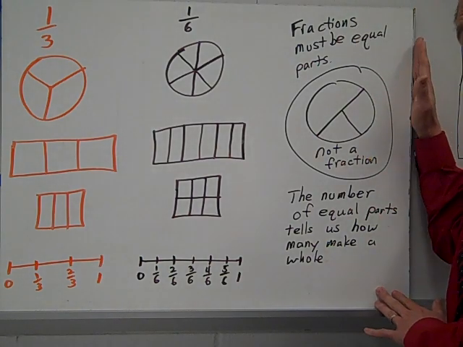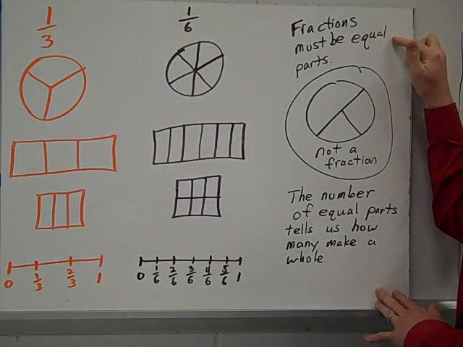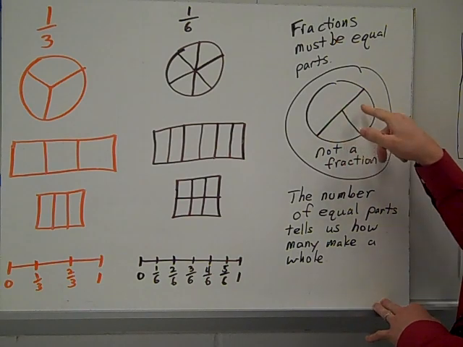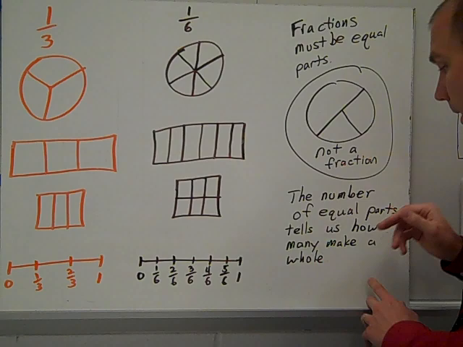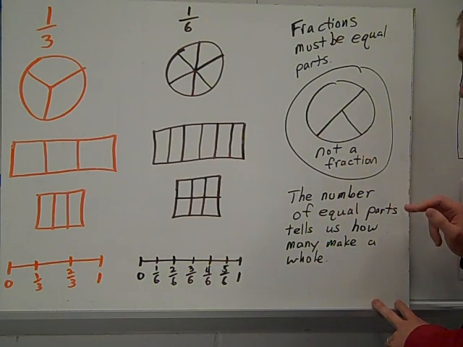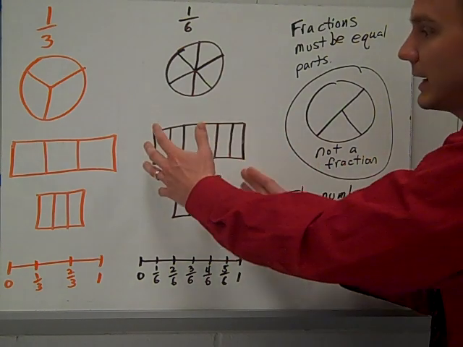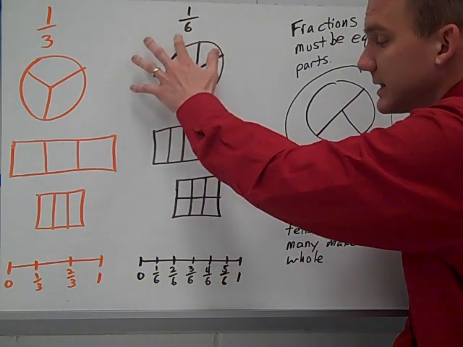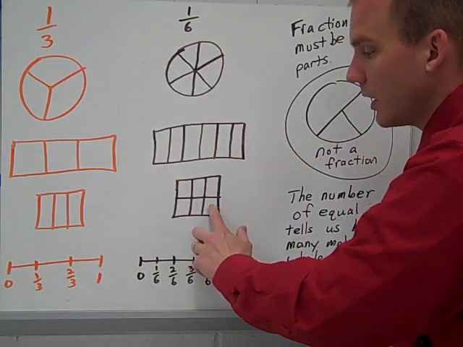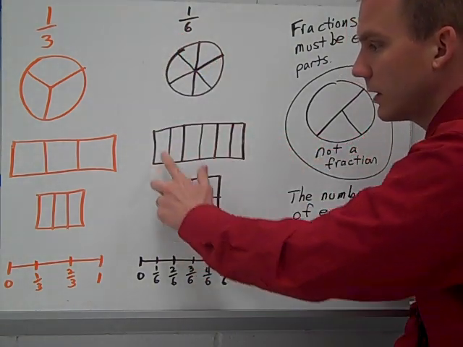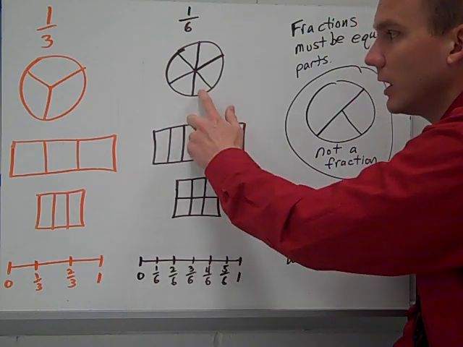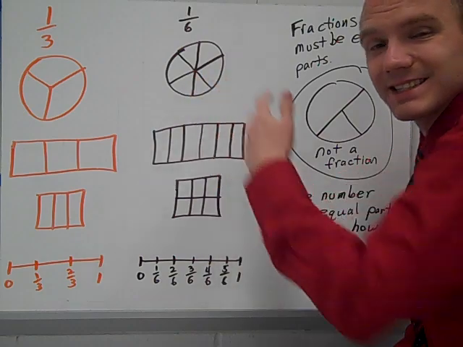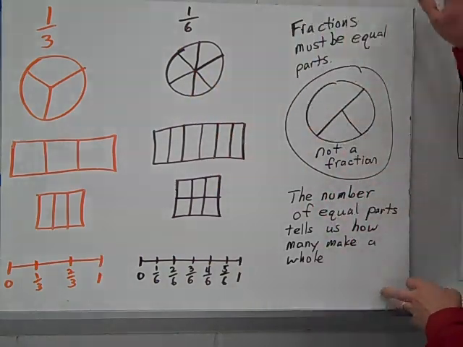A couple key things about fractions. Fractions must be equal parts. So this little circle here split into 3 parts is not a fraction because they're not equal. The number of equal parts tells us how many make a whole. So let's look back at sixths. If I say it's 6, that means that when we have 6 equal parts, we have the whole shape. 1, 2, 3, 4, 5, 6, and I have the whole rectangle. Or 1, 2, 3, 4, 5, 6, and I have the whole circle there.